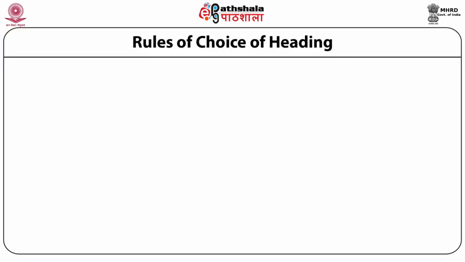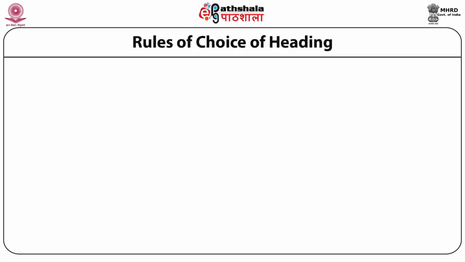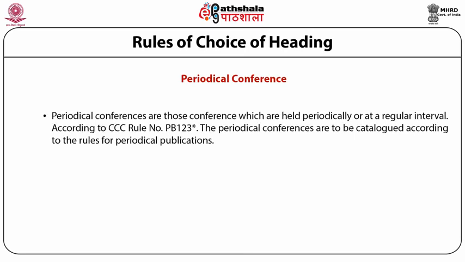Rules of rendering of heading of conference. CCC recognizes two types of conferences. First is periodic and second is non-periodic. Now we'll study the first type of conference, that is periodical conference. Periodical conferences are those conferences which are held periodically or at a regular interval.